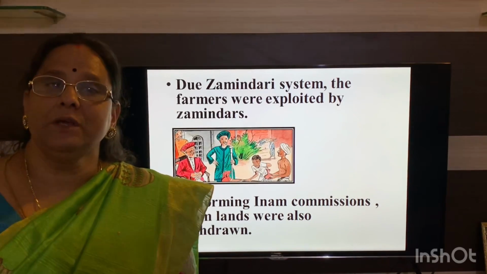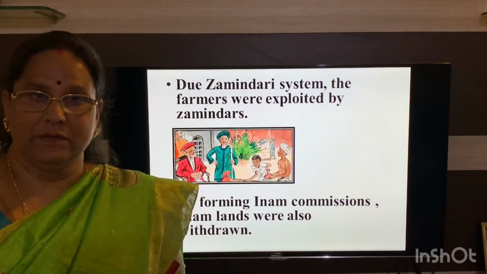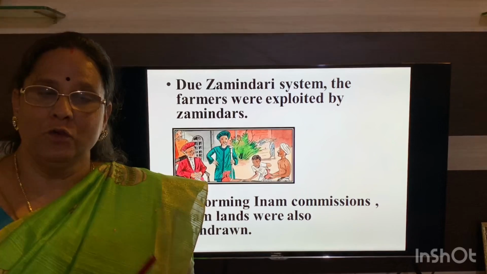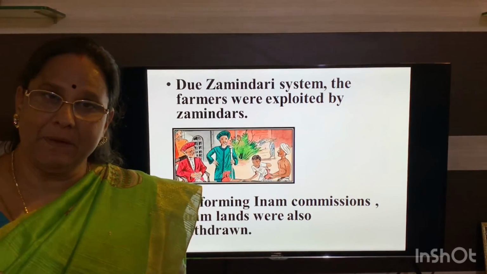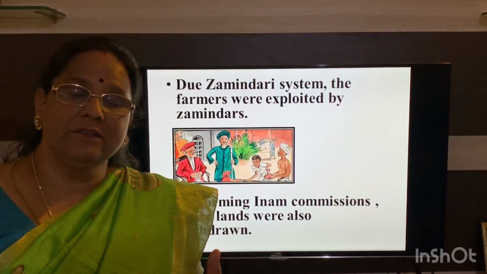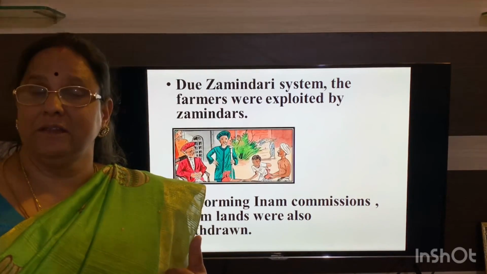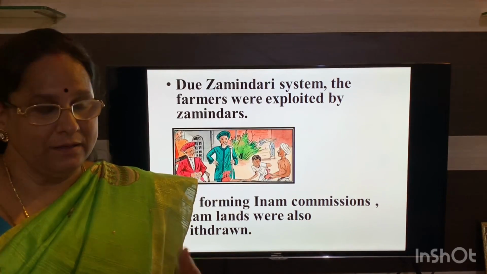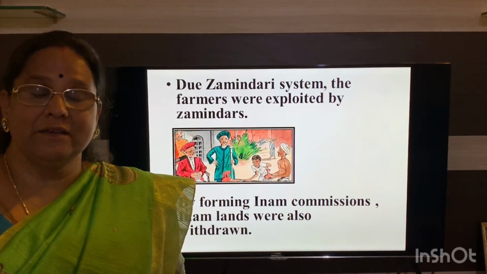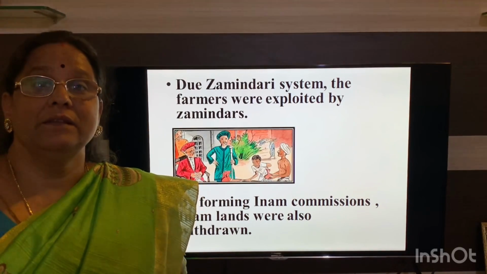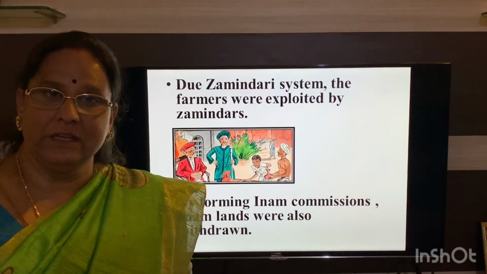So in the economic causes, we have learned 3 points. An easy way to remember: industry, agriculture, Inam. You can remember it as Inam or land. When I say industry, remember the Industrial Revolution, which started in the 18th century in England. Due to that, the woolen and textile industries were affected in India, one. And the next one, the artisans and weavers lost their job.